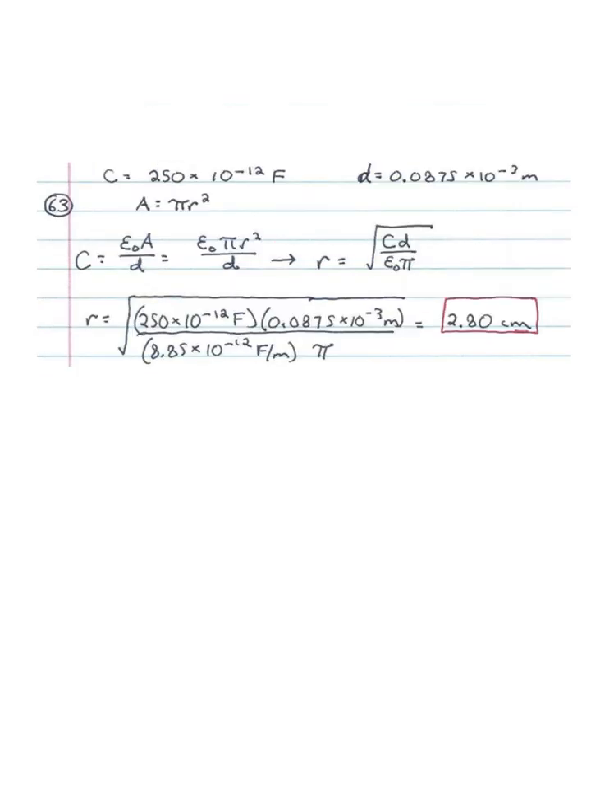Number 63, we're given the capacitance, 250 picofarads, two identical circular plates, it gives their distance, find their radius. Reminding ourselves that area of a circle is pi r squared. So we have capacitance is epsilon naught times area over d. Let's substitute area is pi r squared. And we're going to solve this for radius. Radius then is the square root of capacitance times distance over the permittivity constant epsilon naught and pi. We plug in all the values and you should get 2.80 centimeters as a radius.